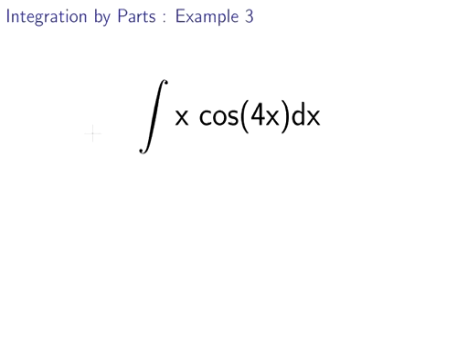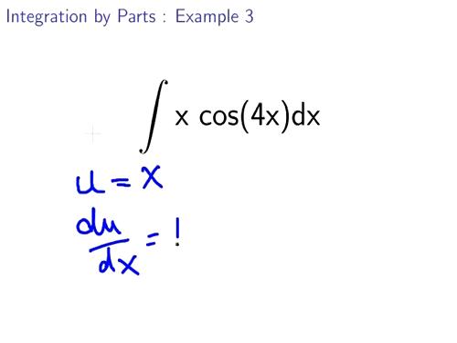Here we have x times cos of 4x dx. What we're going to do is identify what term we're going to have as u and what term we are going to have as dv. So in this particular case, we're going to let u equal x, du/dx equal to 1. Simply find the derivative of that, and we can say du is equal to dx.